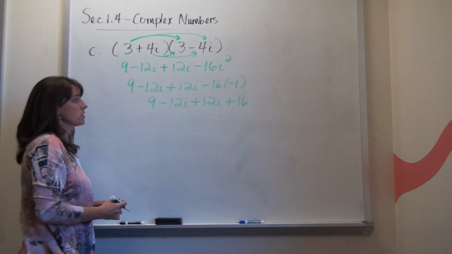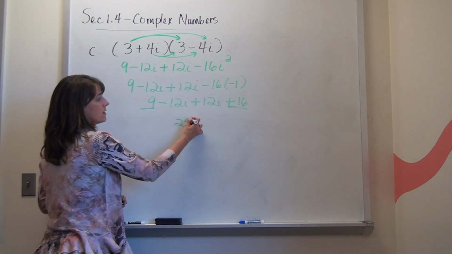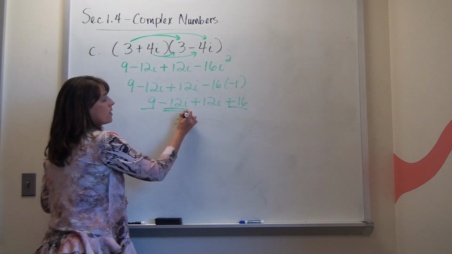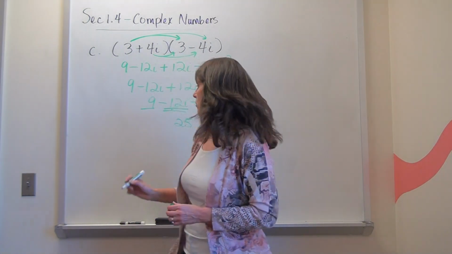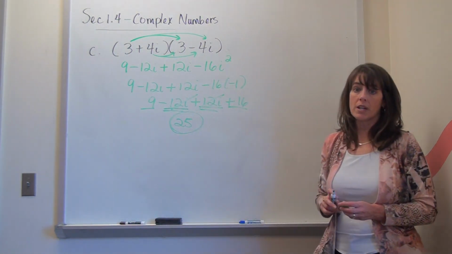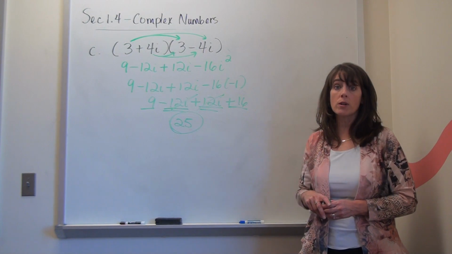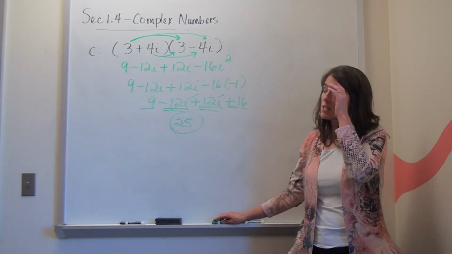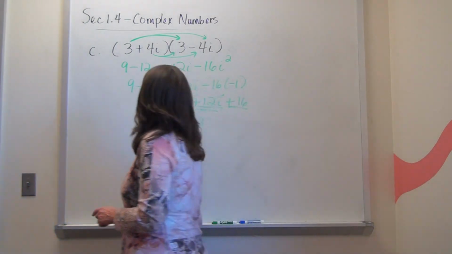And I'm going to combine them by like terms. Now a 9 plus a 16 will give me a 25. But this -12i and this +12i, those will completely cancel out. So like I said before, it is possible to start with a complex number, and after the mathematical operations end with a real number. That's totally fine. But the interesting thing is, this utilizes what we call complex conjugates.